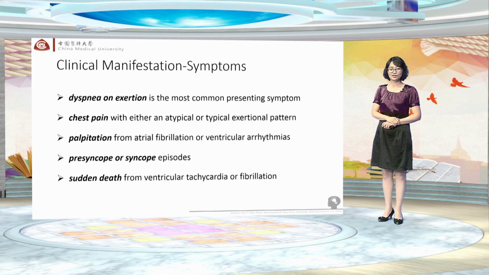Here are some possible symptoms of HCM. Impaired diastolic function of hypertrophic heart induces pulmonary congestion. As a result, dyspnea on exertion is the most common presenting symptom. Increased thickness and decreased luminal area of the intramural vessels in hypertrophied myocardium contribute to microvascular ischemia and angina. Therefore, chest pain with either an atypical or typical exertional pattern will be the chief complaint.